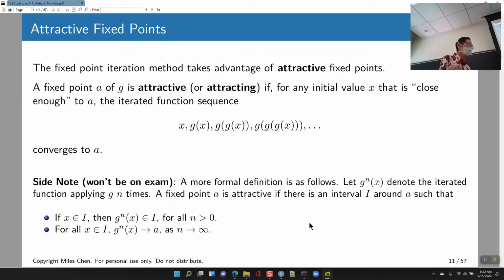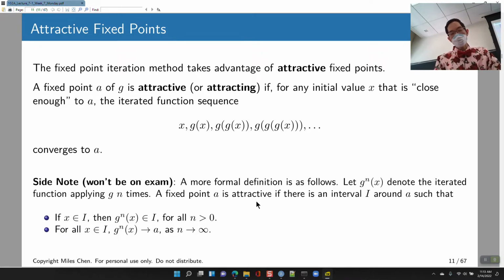What makes this useful is that some of these fixed points are known as attractive fixed points. An attractive fixed point is one where if you repeatedly apply g to some value x, it's going to get closer and closer and eventually converge to a value a. So you start off at x, apply g to x, and you get a new value. Then you apply g to that, and you get a new value, and if you keep going and going, that's going to converge to some value a.